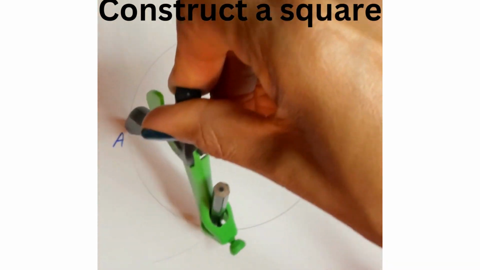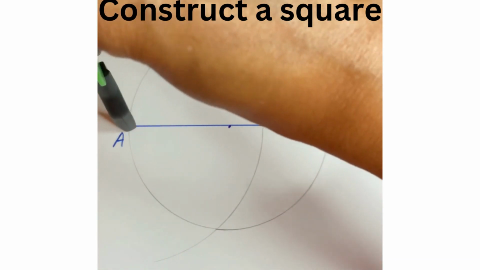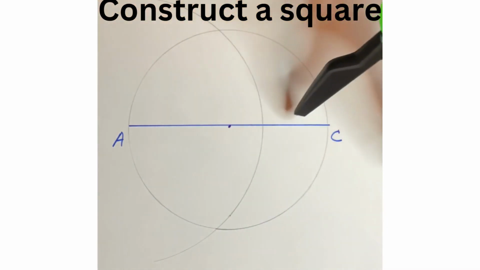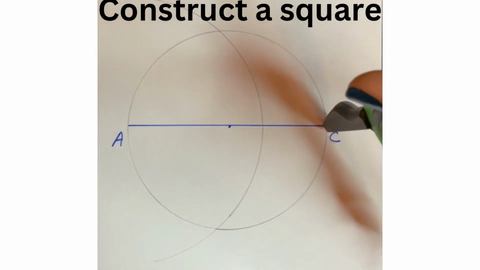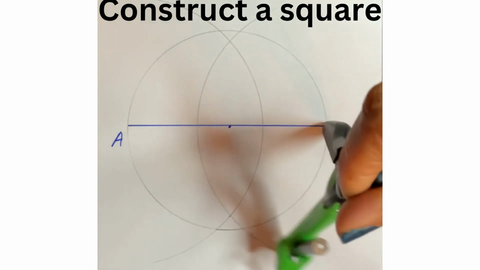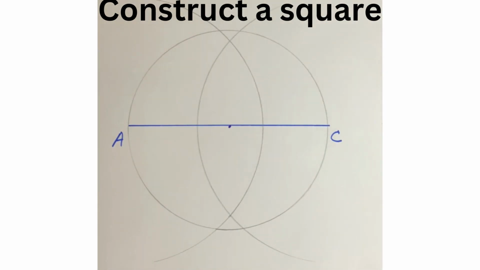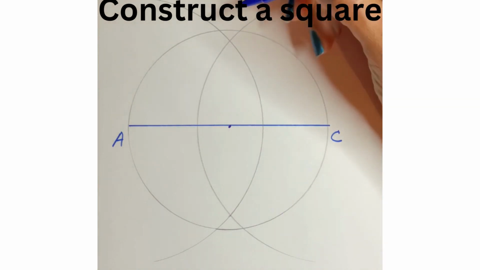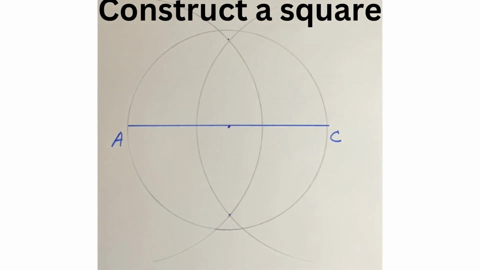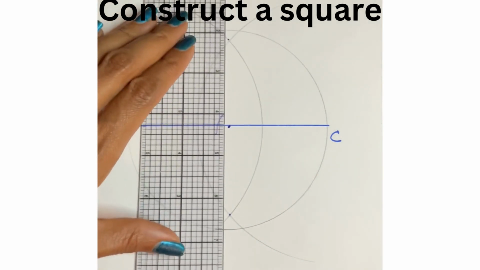Now you will swing an arc, or you can do a complete circle. It is up to you. Slide your pointer over to the other end point, which is C, and swing the arc, keeping the same measurement on the other side. And then you are going to place dots through the intersection of both. This is the method that we used previously to do a perpendicular bisector of a line segment.